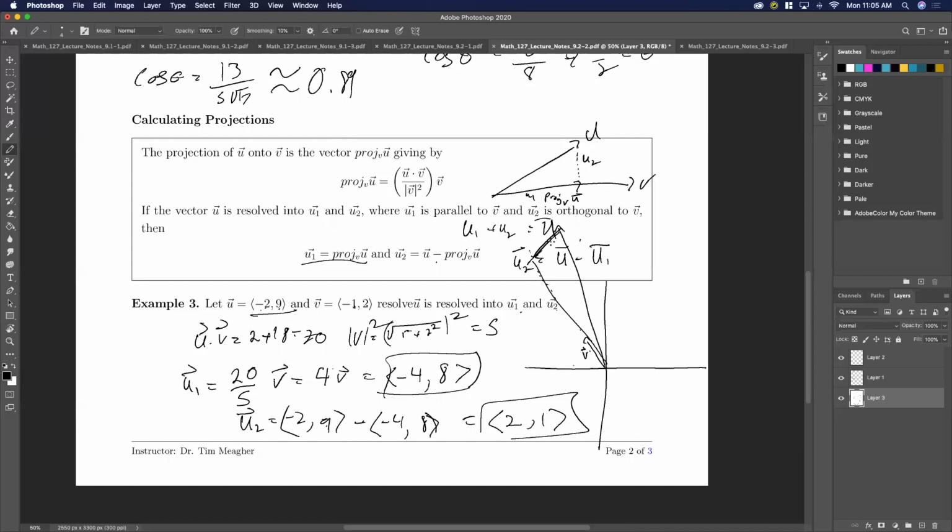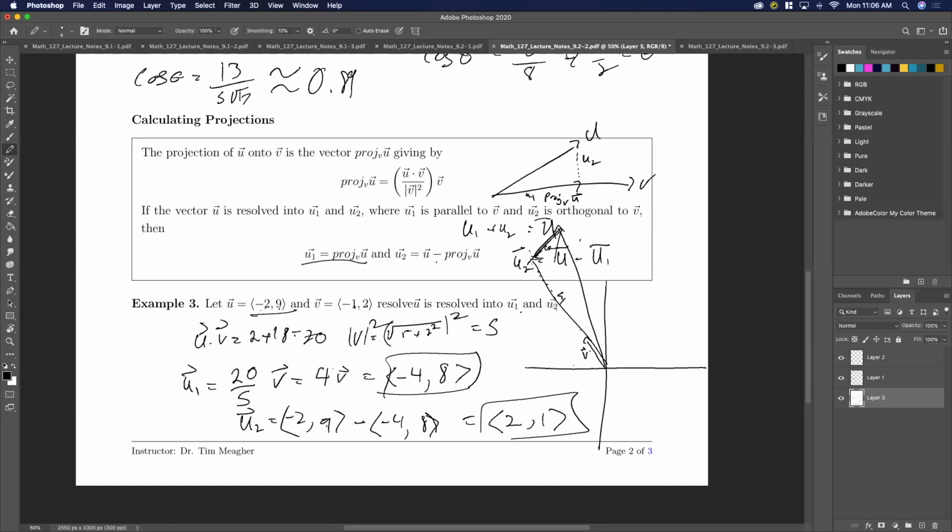Okay? And then, so here, this part's -4, so I'll go -4 in this direction, up 8 this direction, and then in order, so this is my u1, and then to go back to my original u, I need to go 2 in this direction, up 1 in this direction, so this is my u2. So that's basically how it breaks apart. I'll explain why we use it in a second.